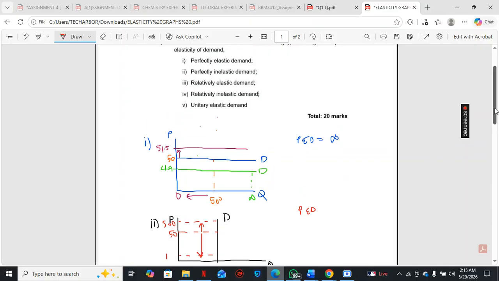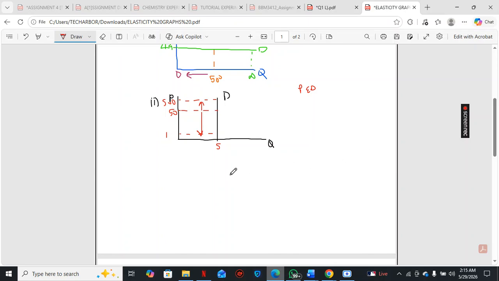Next, we're going to look at when demand is relatively elastic. When demand is relatively elastic, it just means quantity demanded, how much people buy, is sensitive to price changes. Not as sensitive as when demand is perfectly elastic, but it's still sensitive. For example, goods that are relatively elastic are goods that have substitutes.